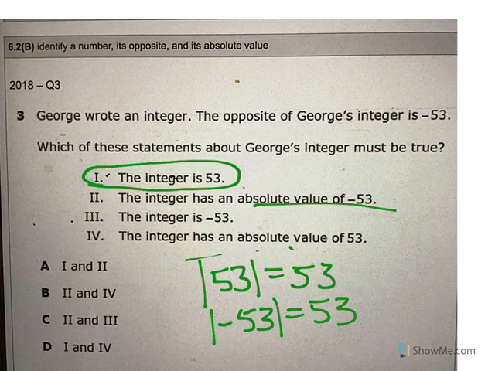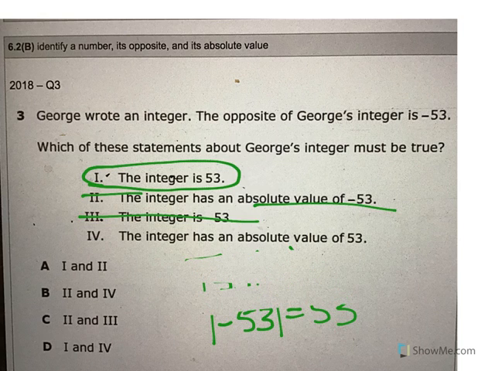So let's look at Roman numeral 2. The integer has an absolute value of negative 53. Well, I know that can't be true, so I'm going to cross that out. So let's look at Roman numeral 3. The integer is negative 53. Well, again, the problem is you started off at negative 53. The opposite of negative 53 is not negative 53. So that's not it. Looking at our answer choices, hopefully it's Roman numeral 4, but let's check.